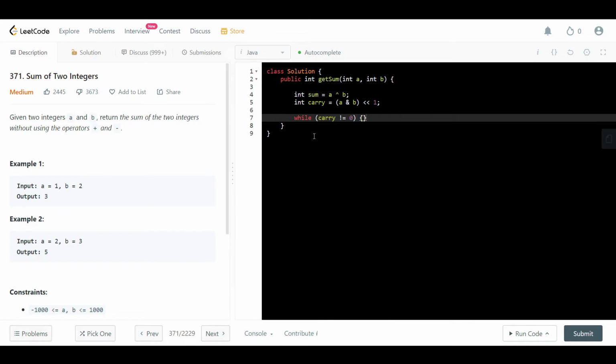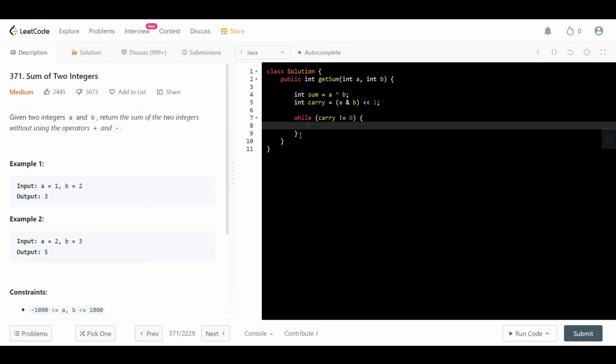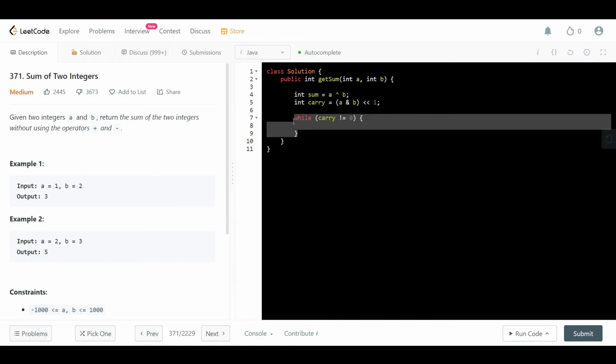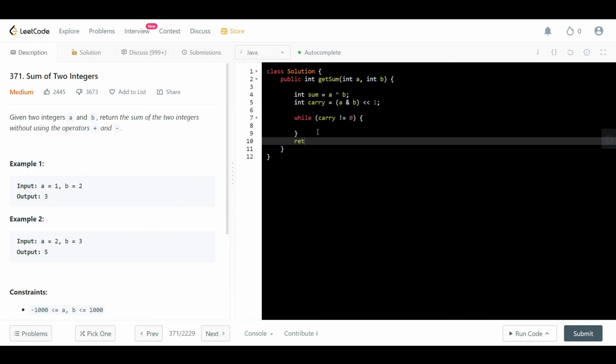But let me ask you, imagine if we are adding 2 and 3. 2 plus 3 equals 5. And what is the carry? The carry would be 0. So we go here, hey, while the carry does not equal 0? In this case, it is 0, so we break from this loop and we just return the sum.